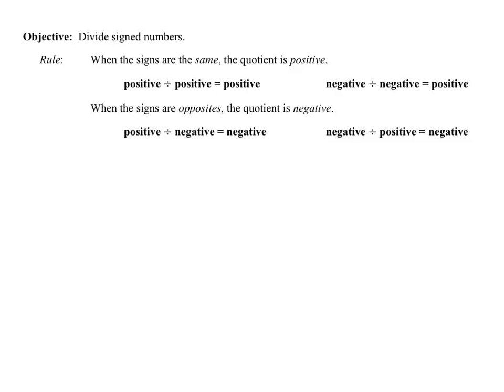A positive divided by a positive equals a positive. A negative divided by a negative equals a positive. And again, that's because the signs are the same, but when they're opposite, like a positive divided by a negative, or a negative divided by a positive, then you get these negative answers on this.